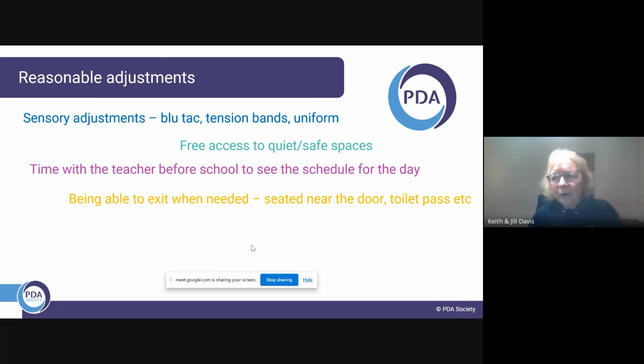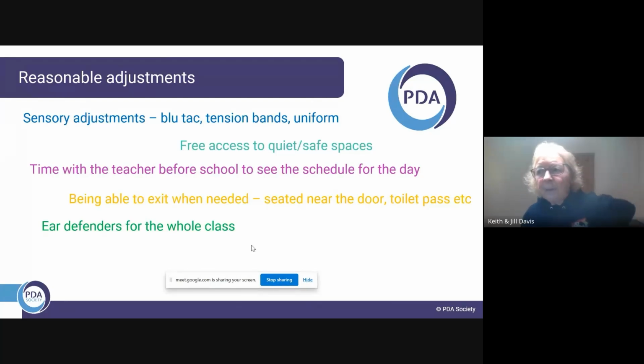And another person didn't have to go to assemblies and to be at the end of a row at any time, so that she didn't feel trapped in that situation. I'm sure we all know about ear defenders, but again, sometimes our PDA learners don't want to feel different. So in this school, the whole class had the option of ear defenders. And the teachers would just say, if you need to concentrate, you can go to the box and help yourself.